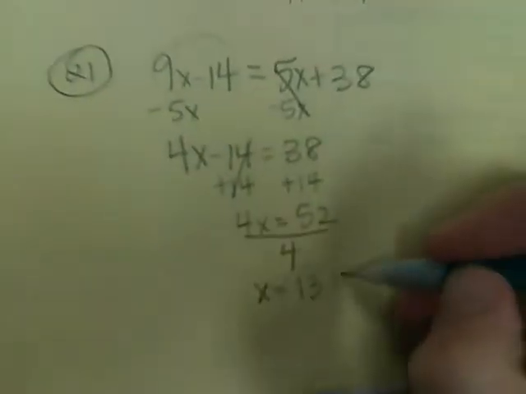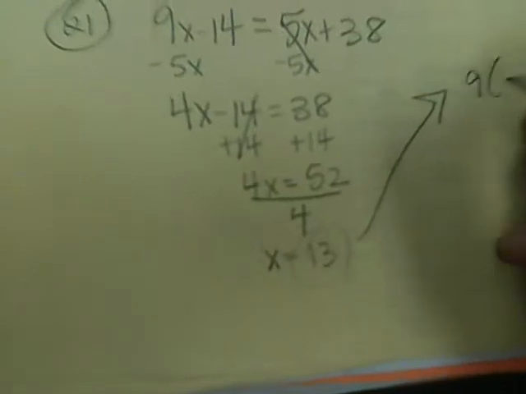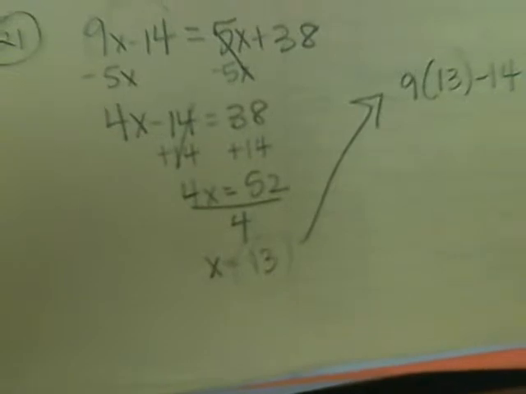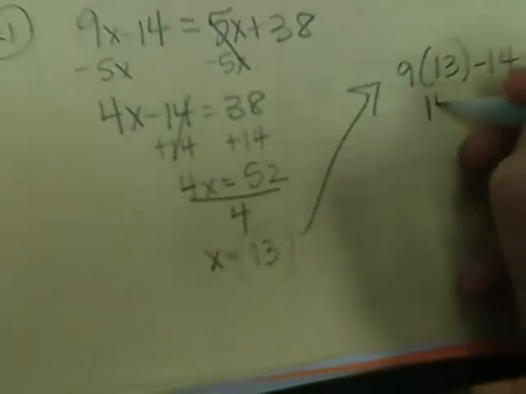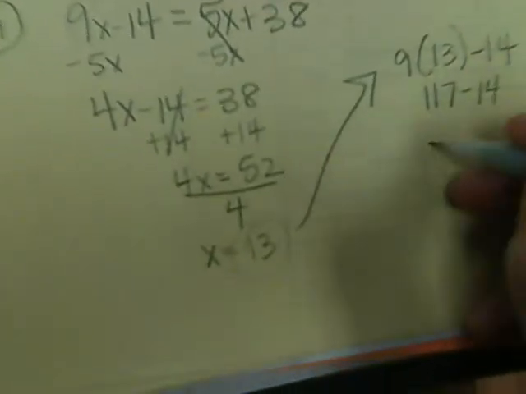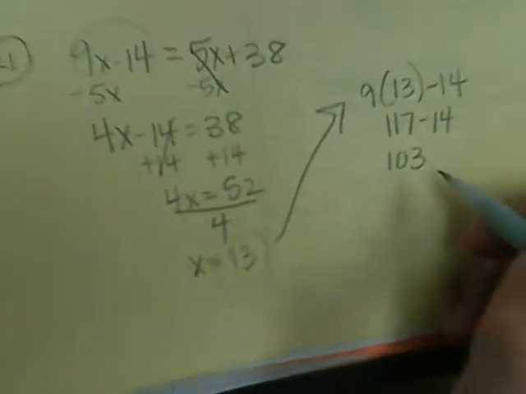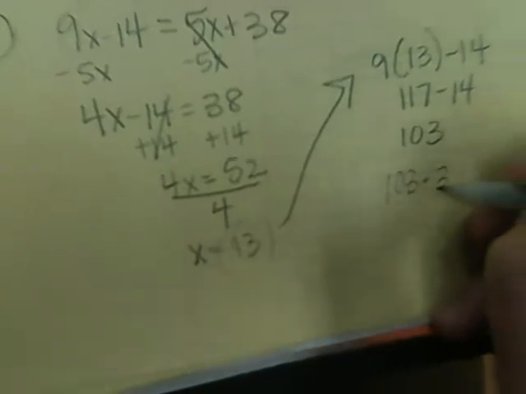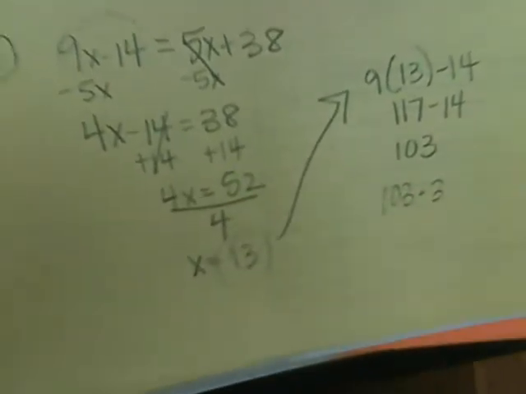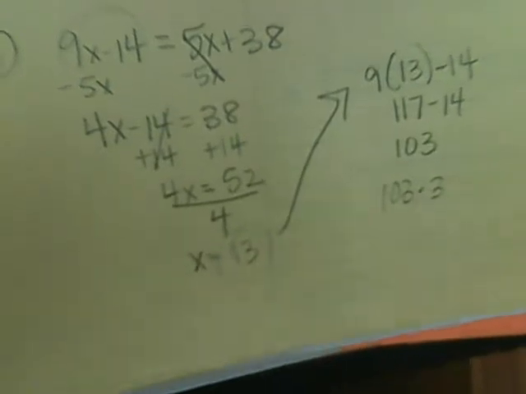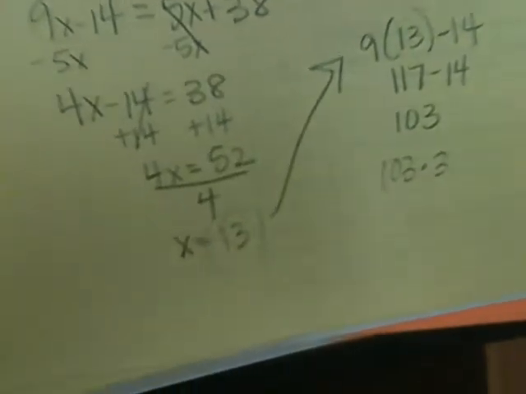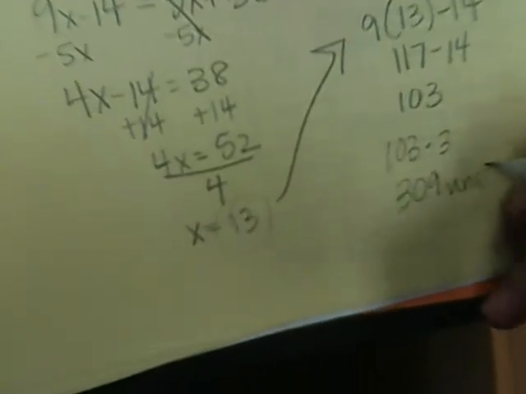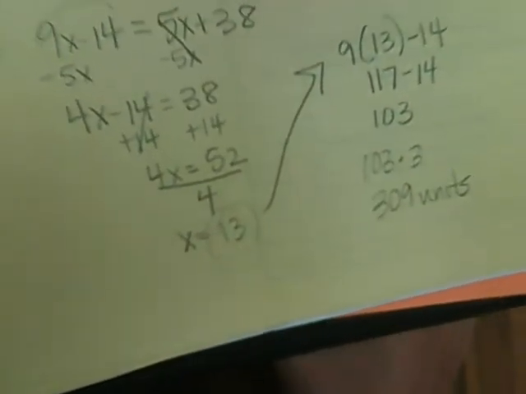So if I sub this back in, this would be 9 times 13 minus 14, which would be 117 minus 14, which is 103. So that means all 3 sides of that triangle are 103. So now if I take that times 3, because there's 3 sides and for perimeter you add up all the sides, or if the sides are equal, you could take 3 times the sides. So my answer is 309 units. Make sure you label.